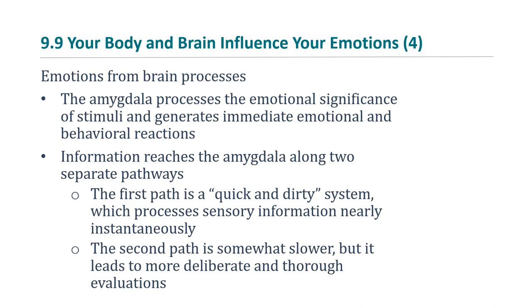We'll start with the amygdala, which processes the emotional significance of stimuli and generates immediate emotional and behavioral reactions. Remember, the amygdala is within the limbic system, which is our emotional center. Information reaches the amygdala along two separate pathways. The first path is a quick and dirty system, which processes sensory information nearly instantaneously. It processes information before you have really analyzed the stimuli. It's like having an immediate gut reaction.